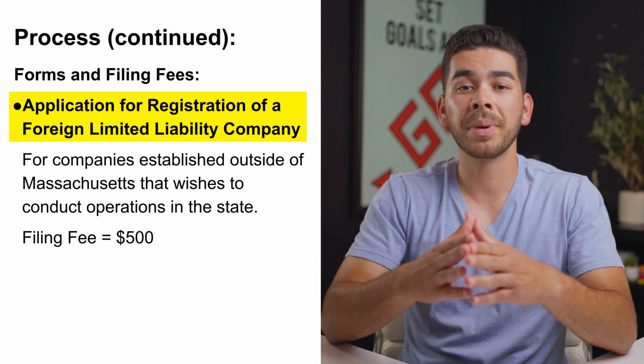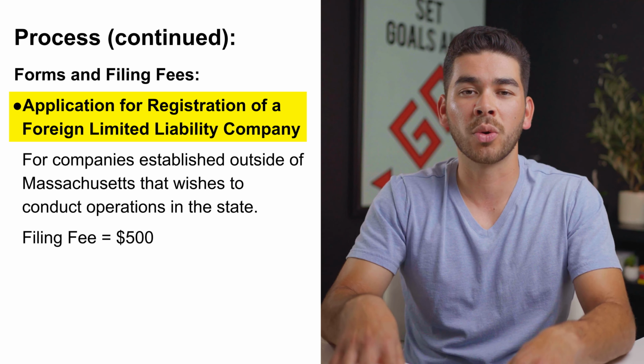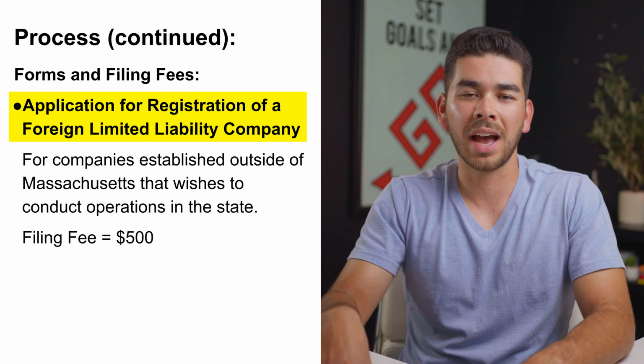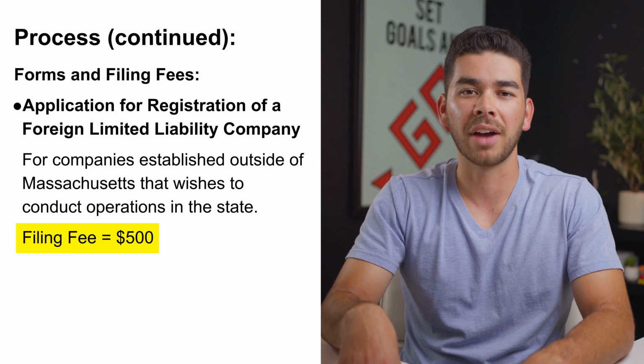Now, if you're a foreign company wishing to do business in Massachusetts, you're going to file a different form, but it's going to have the same exact filing fee of $500. Keep in mind that these fees are subject to change and that this $500 for both of these forms is just at the filming of this video.